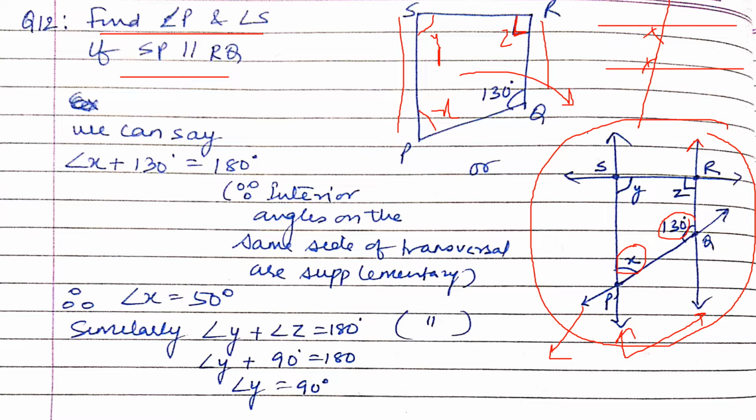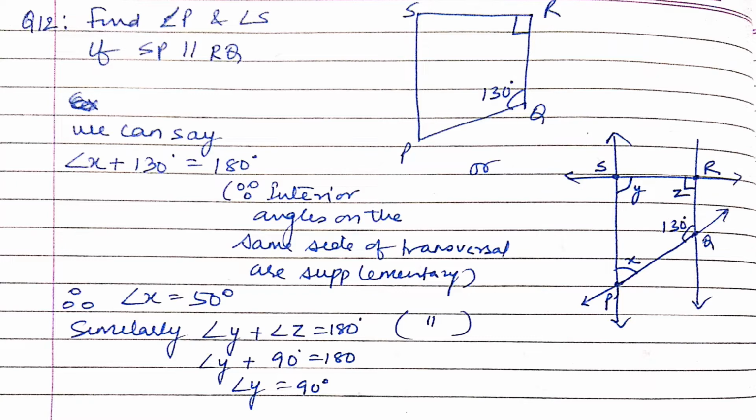of the transversal. And hence, we can say their sum is 180 degree, which gives us the value X equal to 50 degree. Similarly, again these two are parallel and this one is transversal. So this angle Y and this angle Z are interior angles on the same side of the transversal. So again we can say Y plus Z is 180 degree. So hence Y equal to 90 degree. Hope you got it.